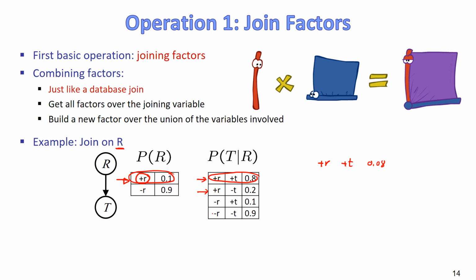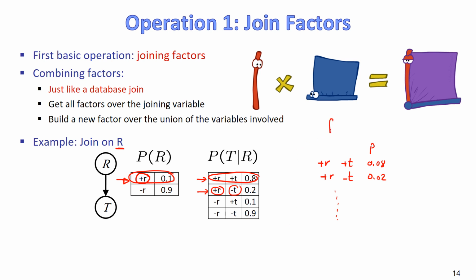Now continue with the same row here. This row will match also because we have plus R here, right? So it will be plus R. Now it will be minus T. And the probability will be 0.1 times 0.2, which is 0.02. And so on.